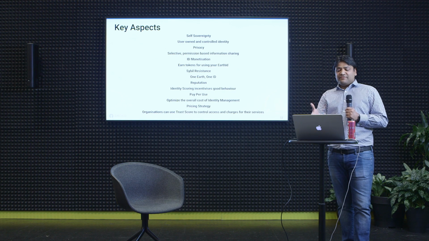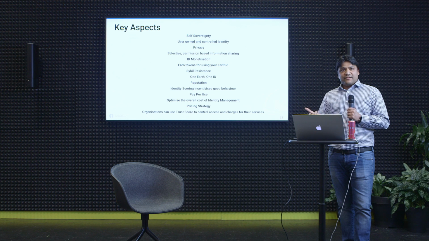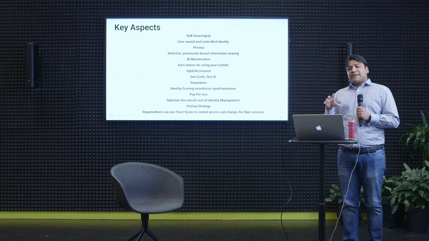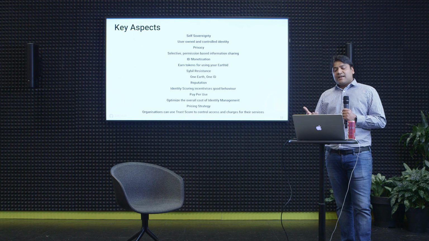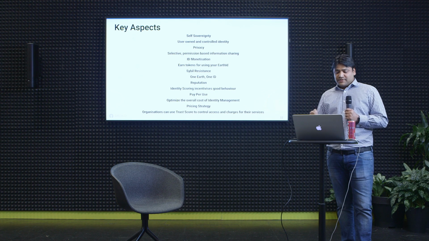Reputation. With Trust Score, we are building an incentive for good behavior. Pay per use. Access to identity information would be via APIs, and you pay per use, so it optimizes the overall cost of identity management. Pricing strategy. Organizations can use the Trust Score to control access and charges to their services.